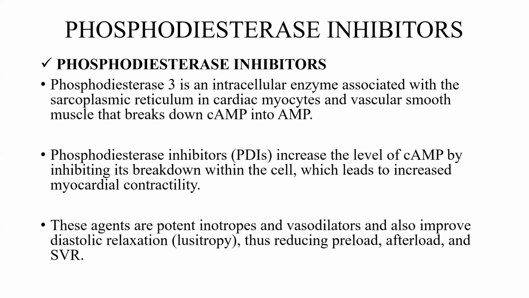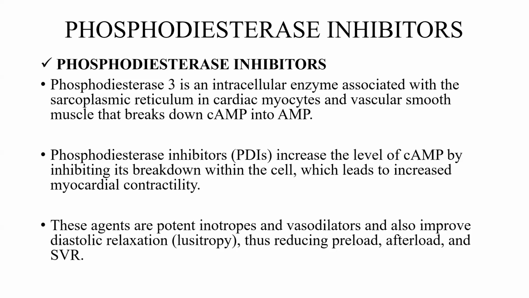Okay, so for the phosphodiesterase inhibitors, essentially they just increase the level of cyclic AMP. They act through two mechanisms. One, they increase inotropy, and then they cause vasodilatation as well, thereby reducing your preload and afterload as well as your systemic vascular resistance.